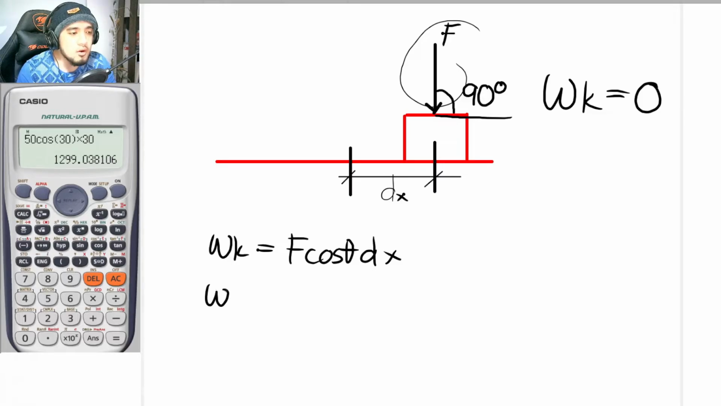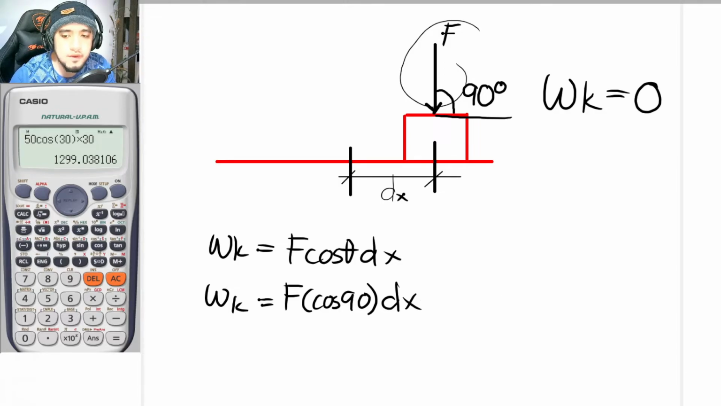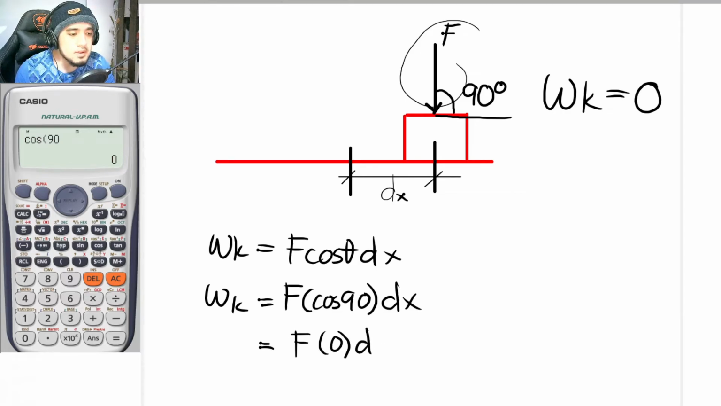So basically, your work here is equal to F times cosine 90 times dx. However, if you solve for cosine 90, looking at the calculator to your left, cosine 90 is equal to 0. So in other words, this is force times 0 times dx, and with that, this is now 0. And take note that this dx here is the displacement along the x direction, and this is not a derivative. Just so you know.